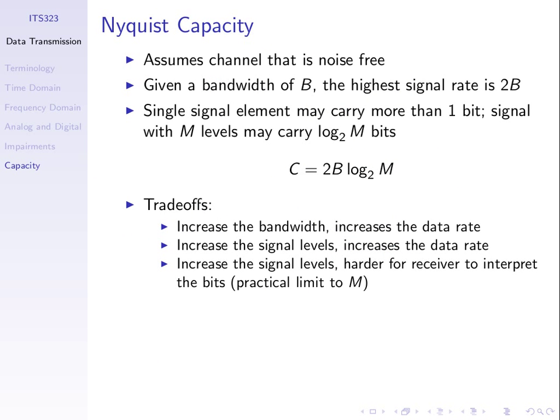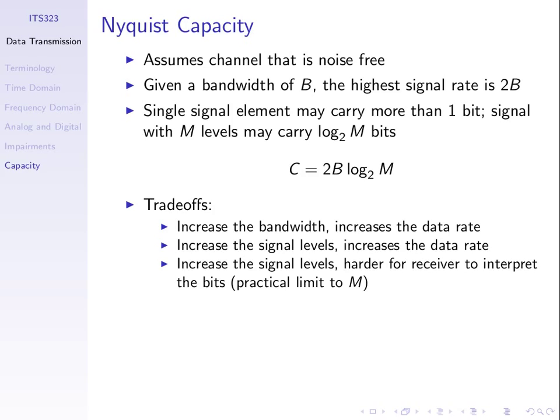Let's summarize on Nyquist. The trade-offs we see from the equation are increasing the bandwidth B increases the data rate. We've said this multiple times before. The other thing we've seen today, increasing the number of signal levels, M, also increases the data rate. That's a good thing. That's what Nyquist equation tells us.